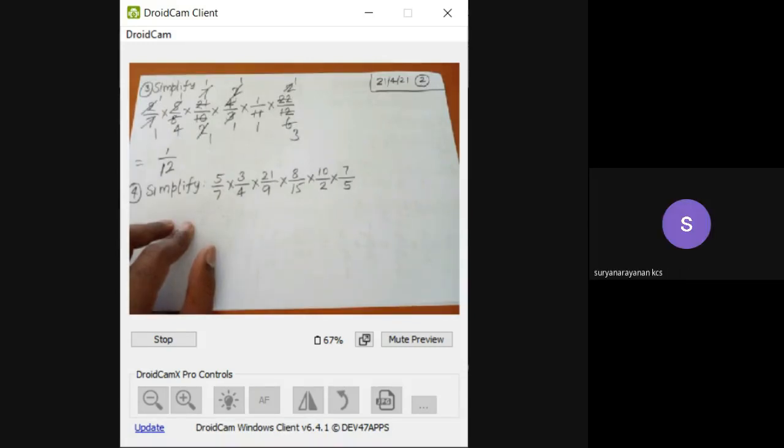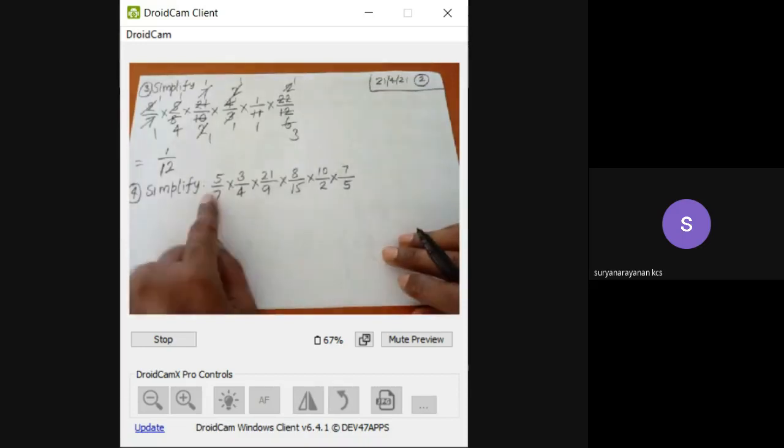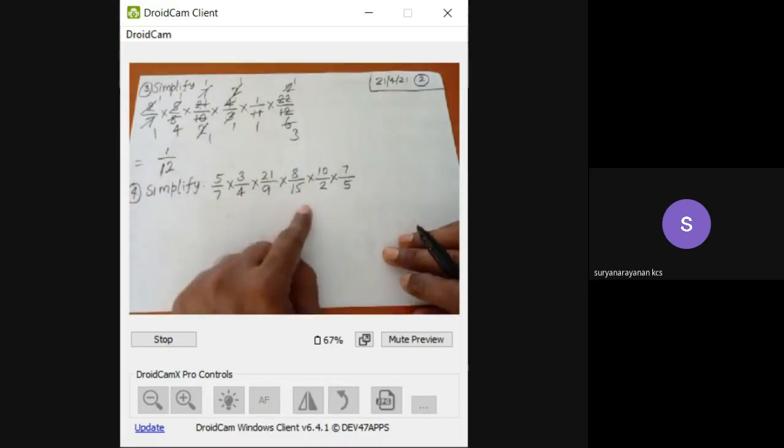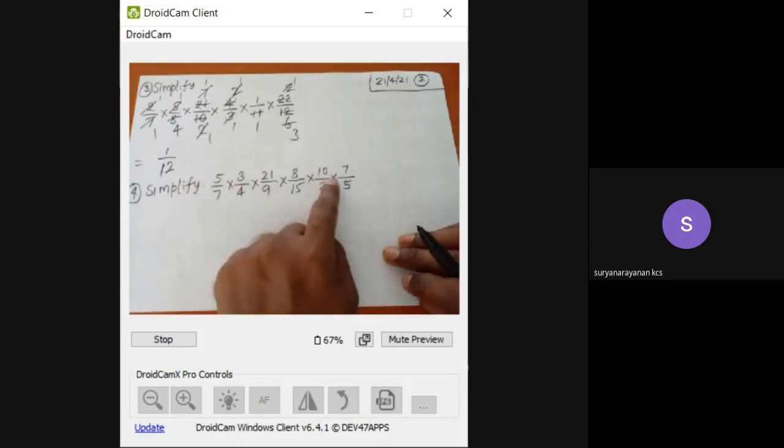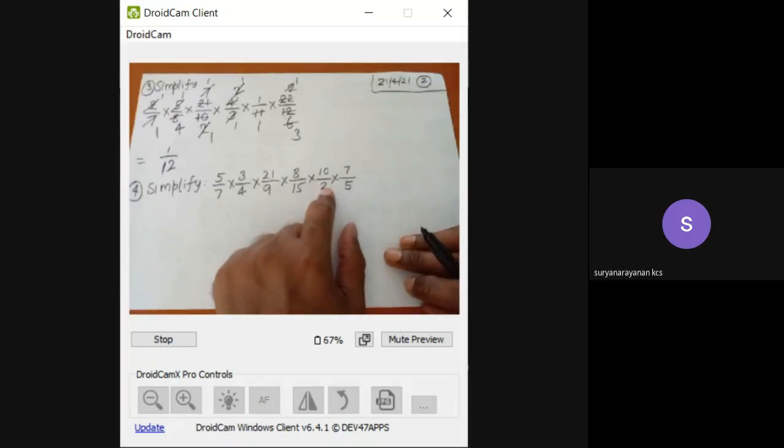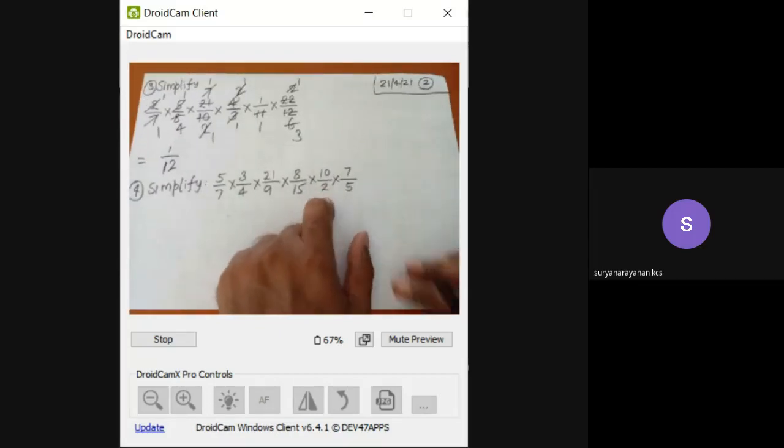Yes, sir. Tell me, how do you simplify? How do you multiply these 6 fractions? Will you multiply all these numerators? Will you do that one? Will you follow that method? Okay, network issue. Srijana, can you tell me? How do you simplify these fractions?